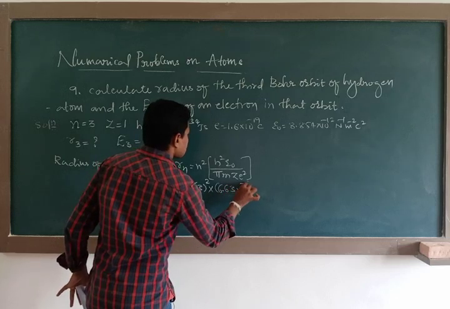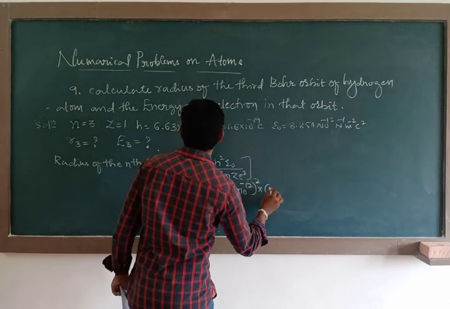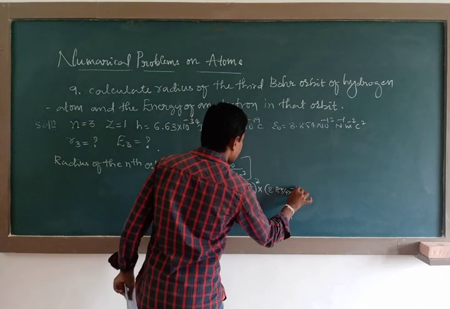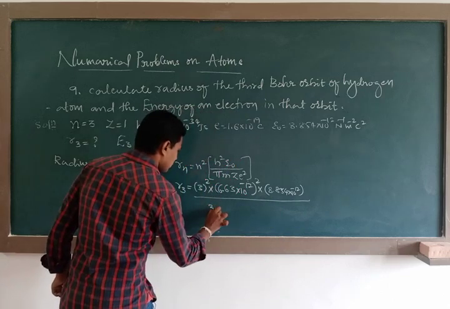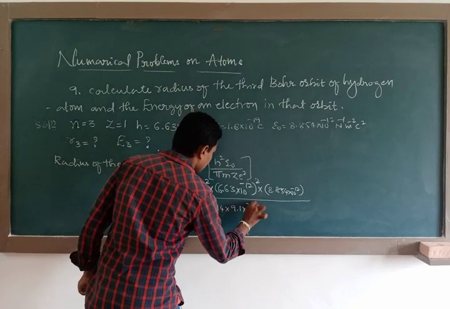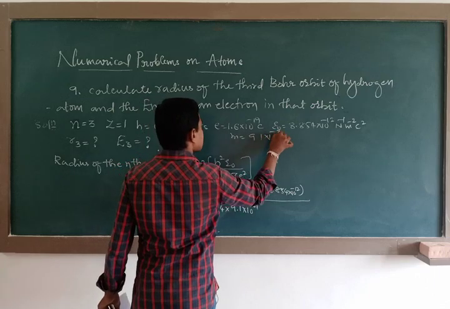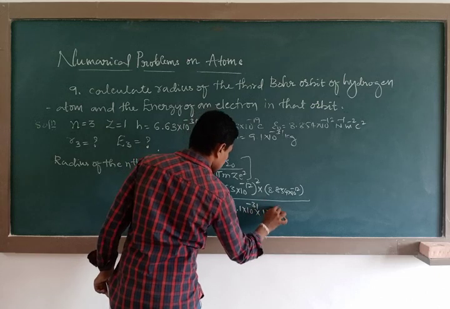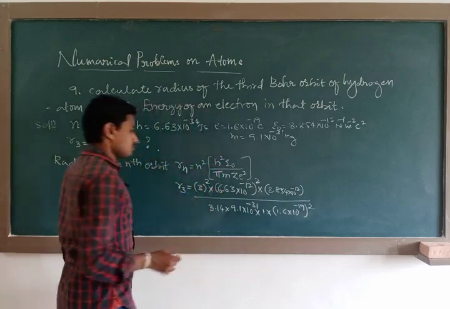6.63 into 10 raised to minus 34 whole square into epsilon naught value. What is the epsilon naught value? 8.854 into 10 raised to minus 12 whole divided by 3.14 pi value, m value 9.1 into 10 power minus 31 kg, mass of the electron, into z 1, charge of the electron 1.6 into 10 power minus 19 whole square.